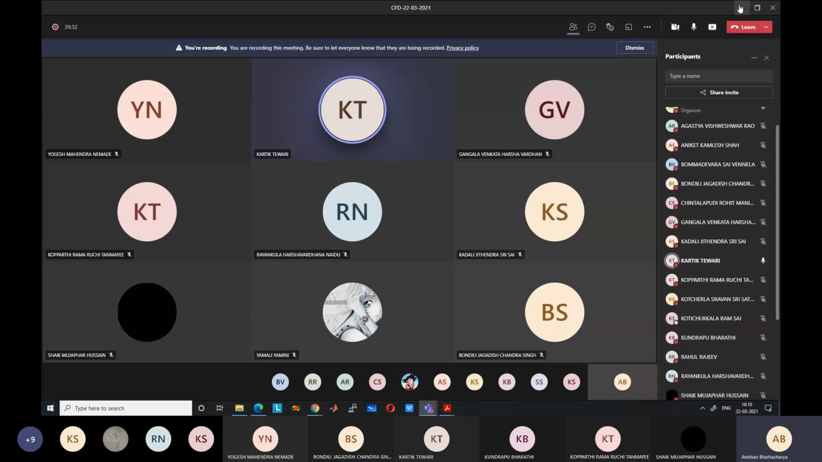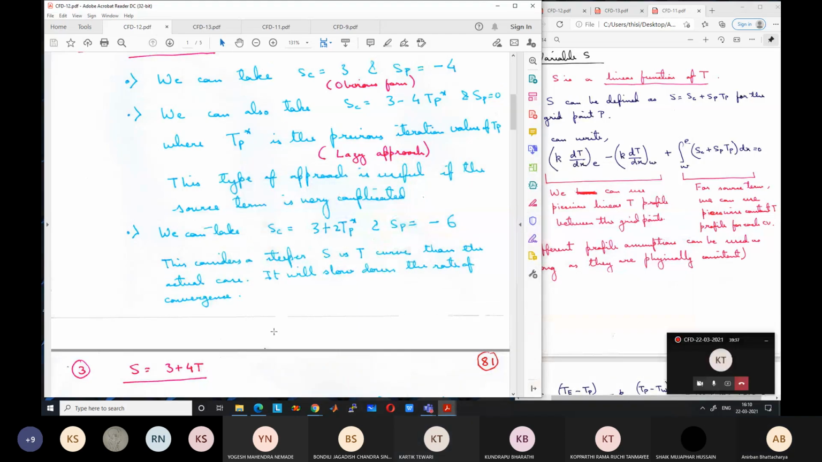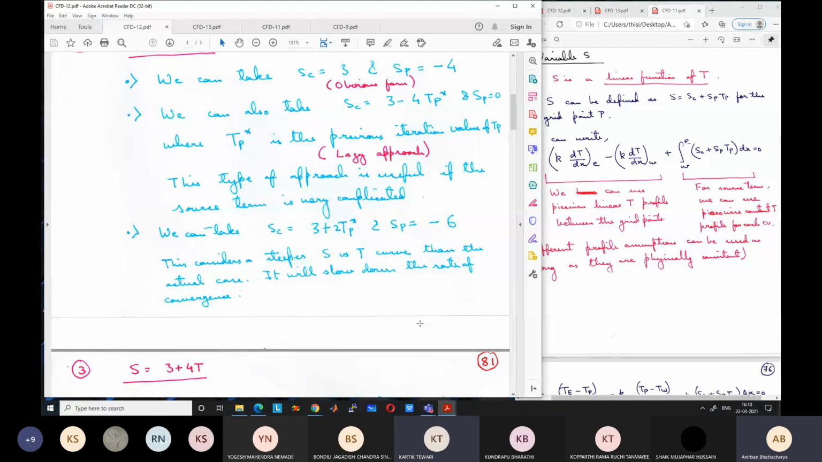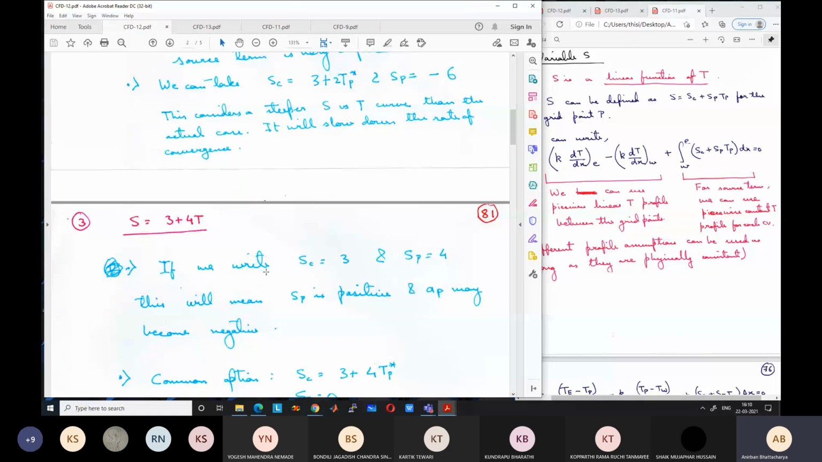But that will violate our condition, that is not possible, right? Because SP has to be negative. We had already mentioned, because if SP is positive, then there is a chance that AP will become negative, which is not helpful, which is prohibited, you can say. So we cannot take positive. In terms of previous value, like we did in the previous case. Yes. So in this case, we cannot write SC equal to 3 and SP equal to 4 because SP is positive and AP may become negative.